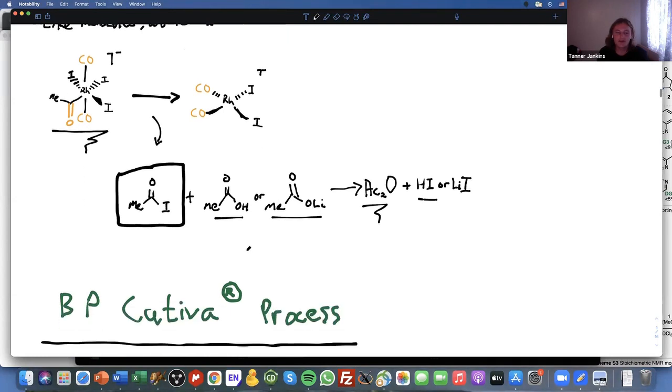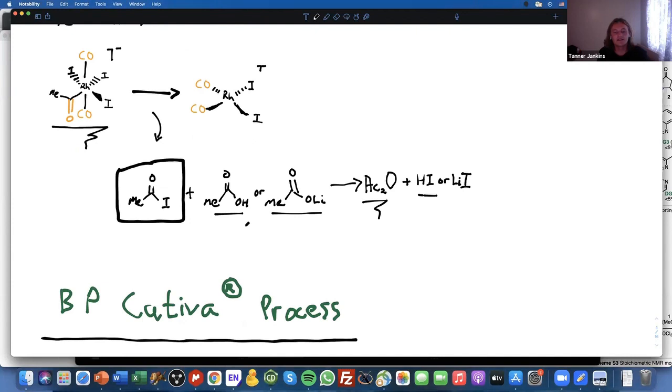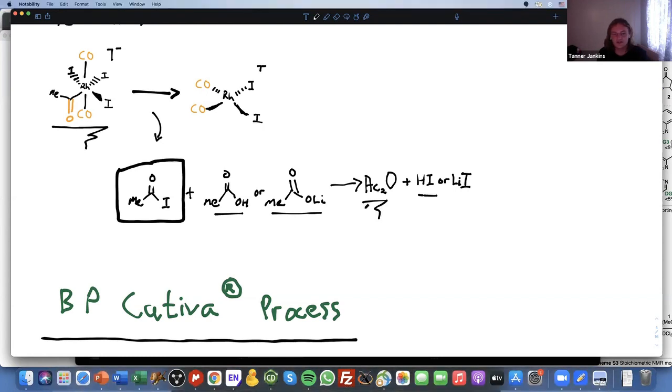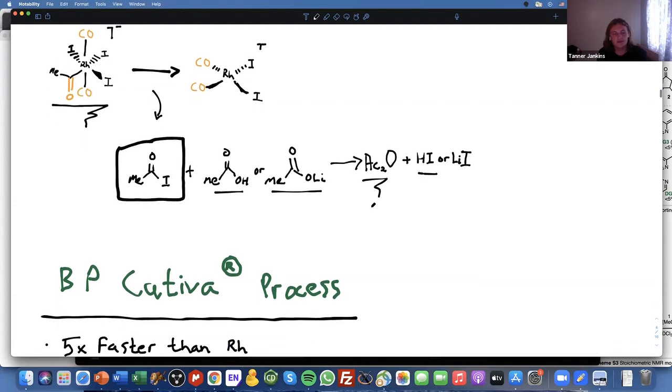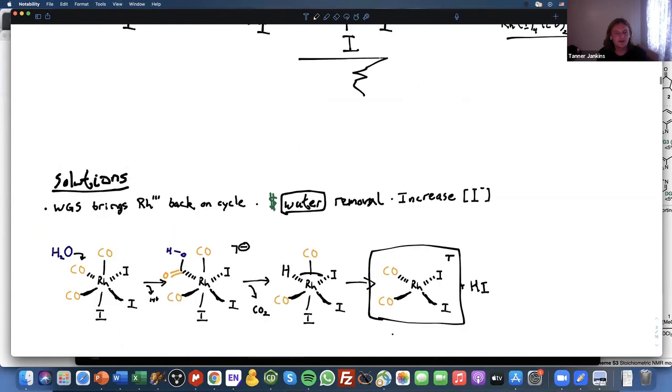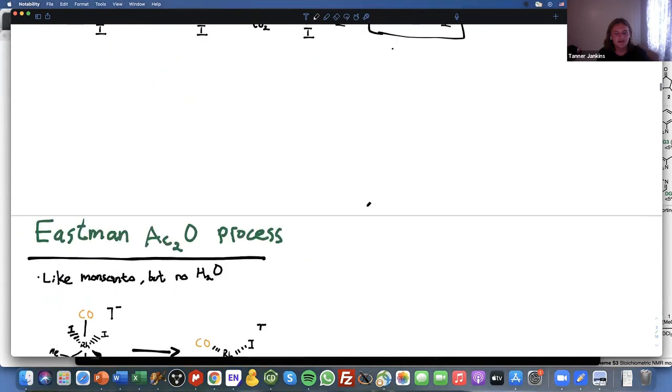However, the main organic reaction off of the catalytic cycle, namely the condensation of the acyl iodide with acetic acid or acetate, is different. And this process allows for efficient production of acetic anhydride using essentially the same conditions that are used for the Monsanto process. And so, as I mentioned in the beginning, Monsanto developed this process in the 1970s.